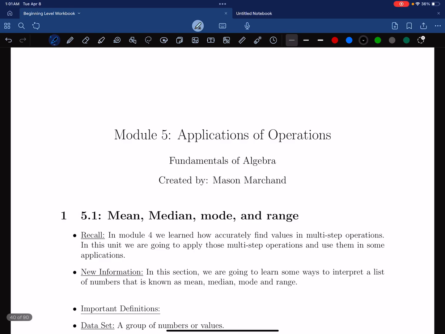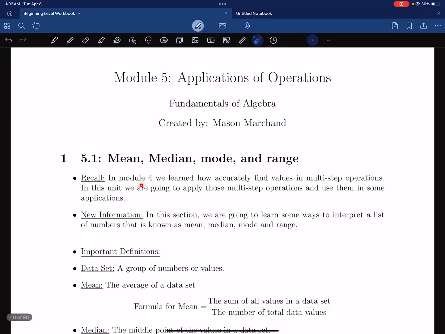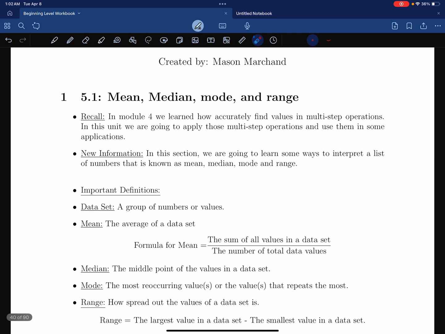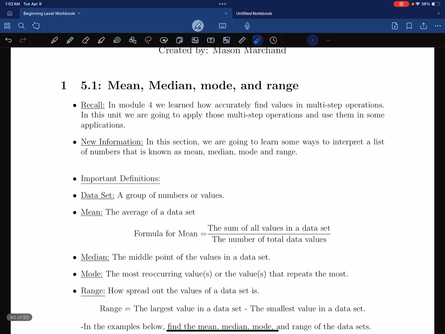Welcome to Module 5. In this unit, we are going to be applying order of operations from Module 4, and we are going to use them in some applications. So in our first section, 5.1, we are going to be going over mean, median, mode, and range.